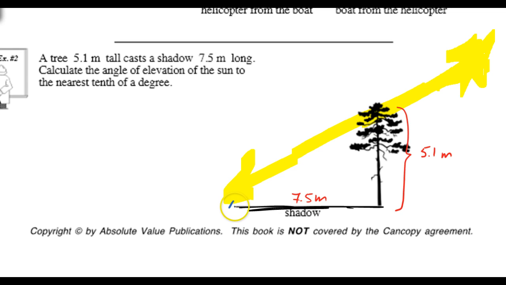Well, if I was standing down here, the angle of elevation would be me looking up at the sun, and that would be this angle over here. Let's call it x, just so we are clear with what we're looking for. Okay, so x in this case, what ratio is going to be involved in this example?